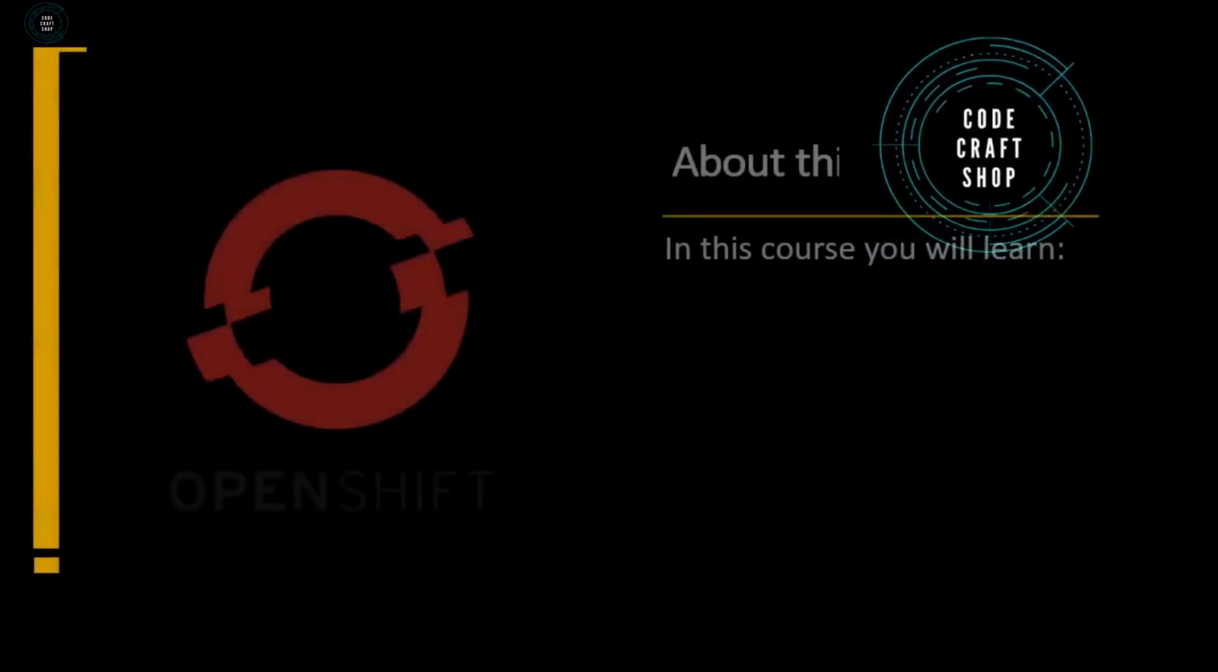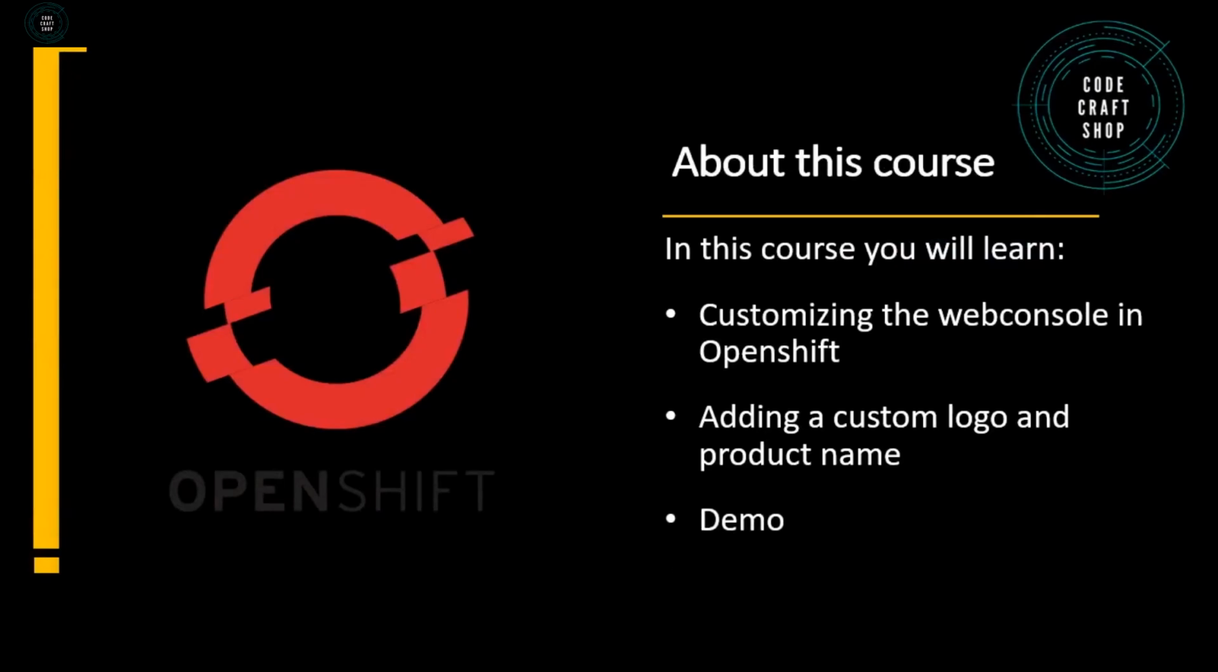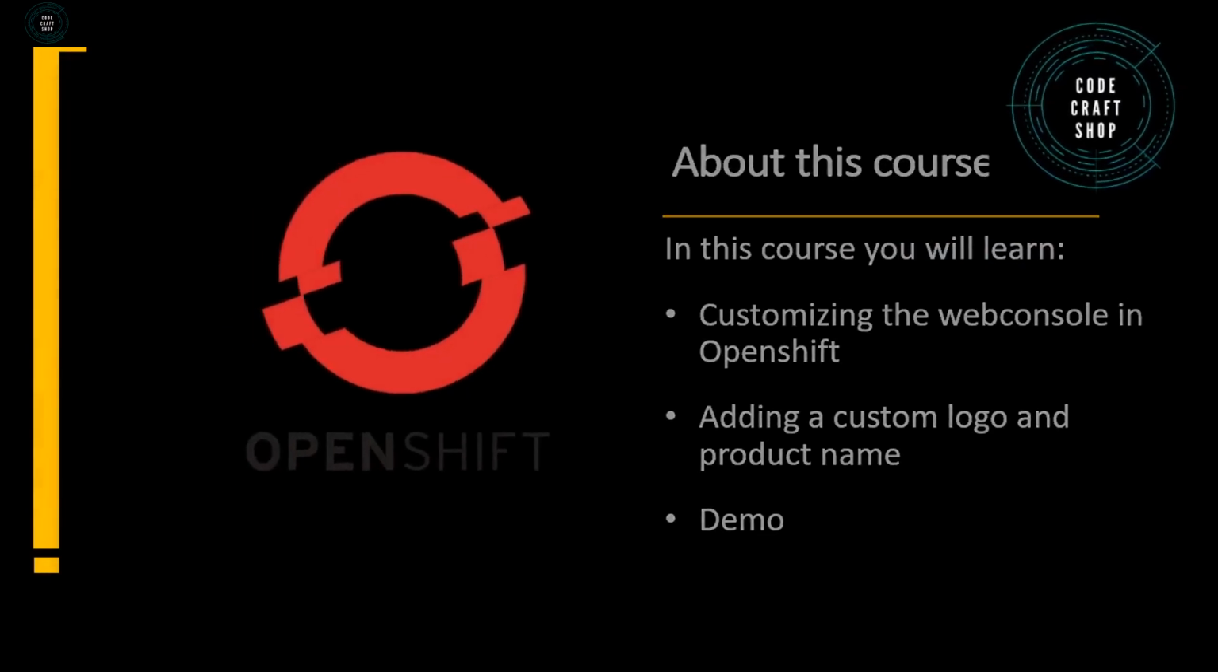In this course you will learn customizing the web console in OpenShift, and in customization we will add a custom logo and a product name, or we can say a title, to the OpenShift cluster that we have installed on my machine. In the demo I will demonstrate each and every step to perform the above actions.